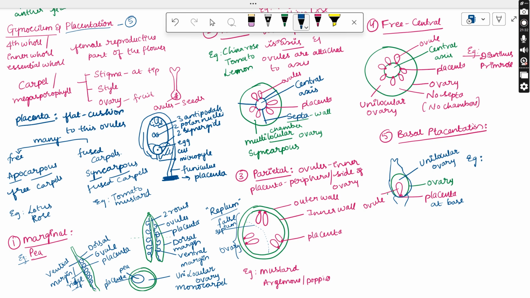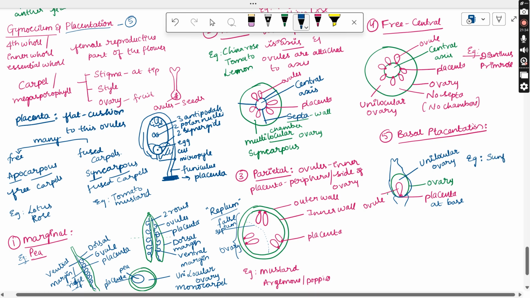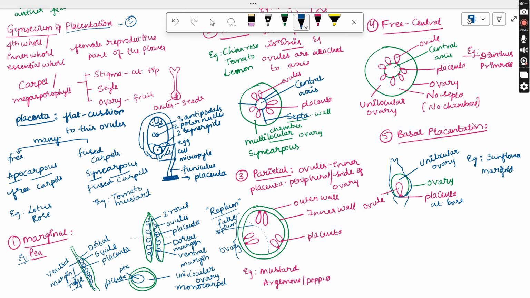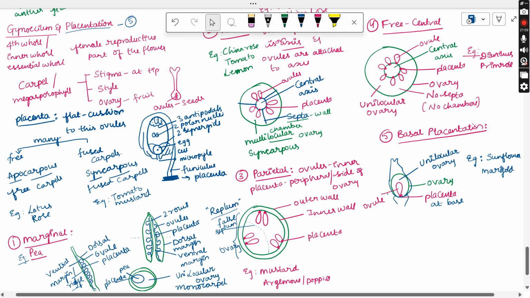You can find this in sunflower and marigold. In these two flowers, you can find the basal type of placentation. So placentation is nothing but the arrangement of ovules within the ovary, and the ovary bears one or more ovules which are attached to the flat cushion type of structure called the placenta. So the types are marginal, axial, parietal, free central, and basal placentation.